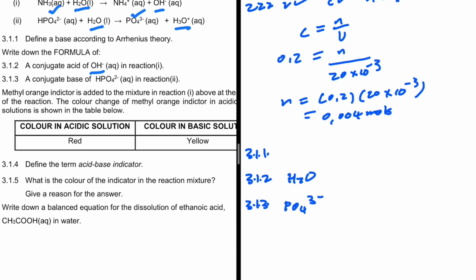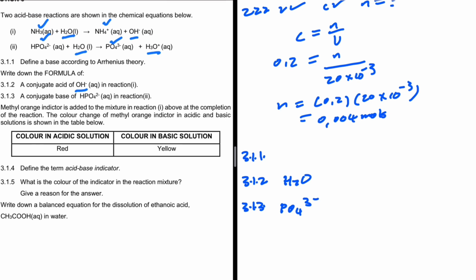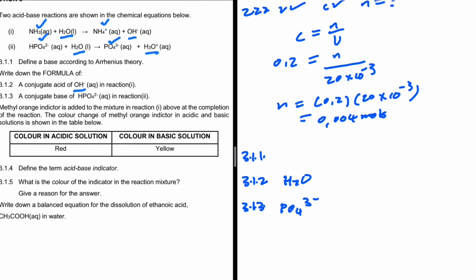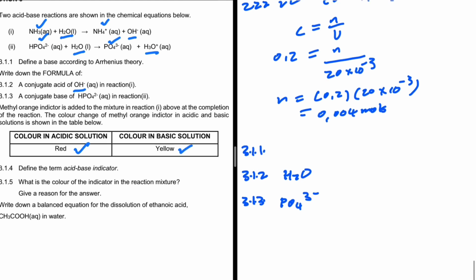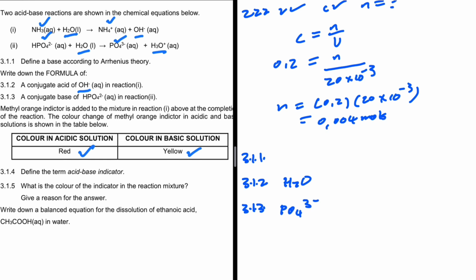Okay, the question that follows. Methyl orange indicator is added to the mixture in reaction 1 above at the completion of the reaction. The color change of methyl orange indicator in acidic and basic solutions is shown in the table below. Color in acidic solution, it is red. So if the color turns red, then that solution is acidic. And then color in basic solution is yellow. So if the color turns yellow, then we know that the solution is basic.